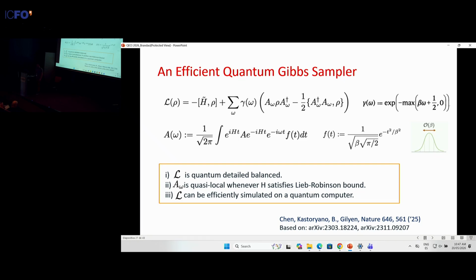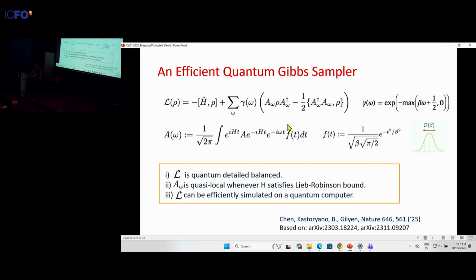First, we can show that L satisfies quantum detail balance, meaning that the Gibbs state will be the stationary state. So eventually, if you just run this master equation for long enough, we prepare a good approximation of the Gibbs state. Second, because we have this filter function, f of t, we can use Lieb-Robinson bounds, and we can show that these A omega are quasi-local whenever H satisfies a Lieb-Robinson bound, which is the case for every local Hamiltonian, for example.